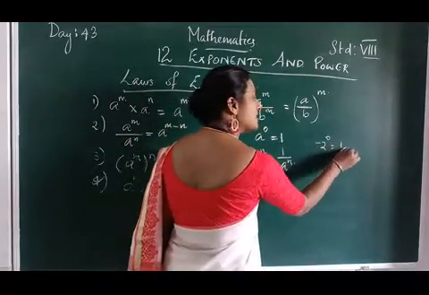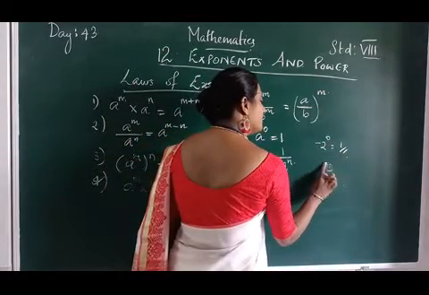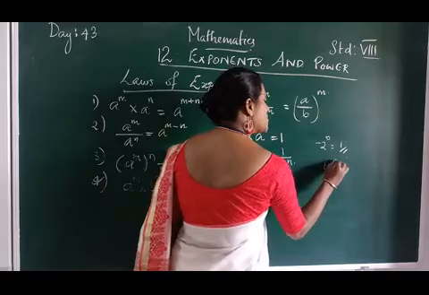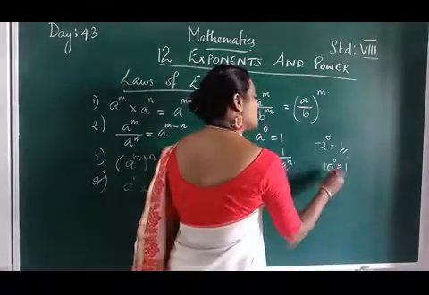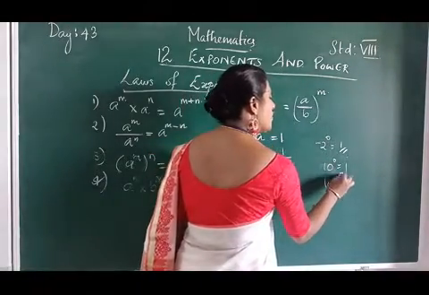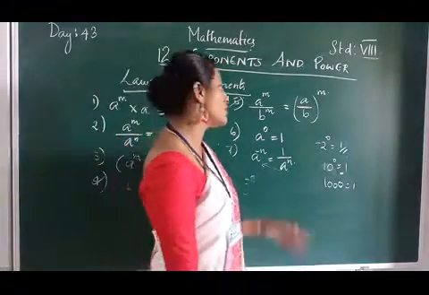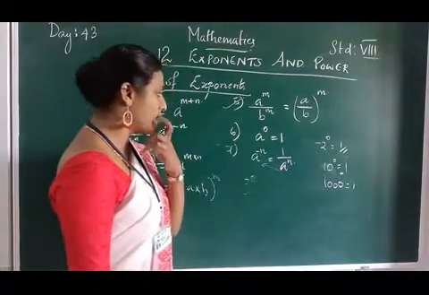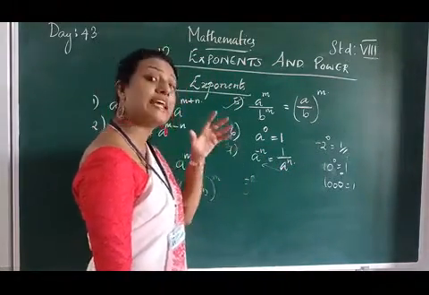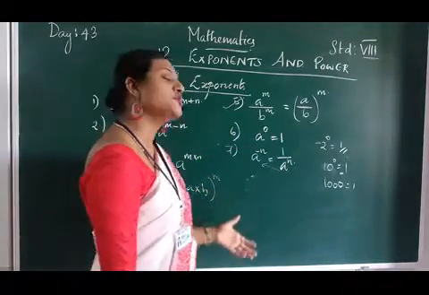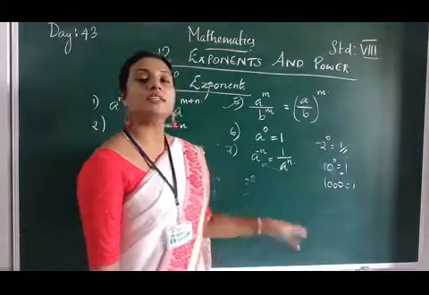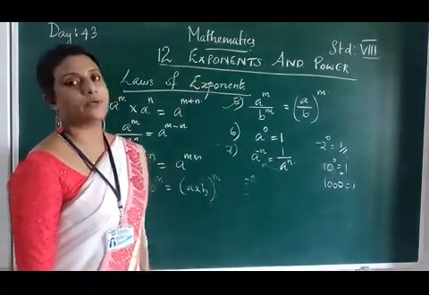Next one, the sixth one, A raised to 0. What is the answer? 1 itself. See, 10 raised to 0, the answer is 1. 1000 raised to 0, the answer is 1. Whatever be the number, any number raised to 0 is 1. And the last one, A raised to minus n. That is, when a negative power comes, you have to make it positive by taking the reciprocal of the given number.